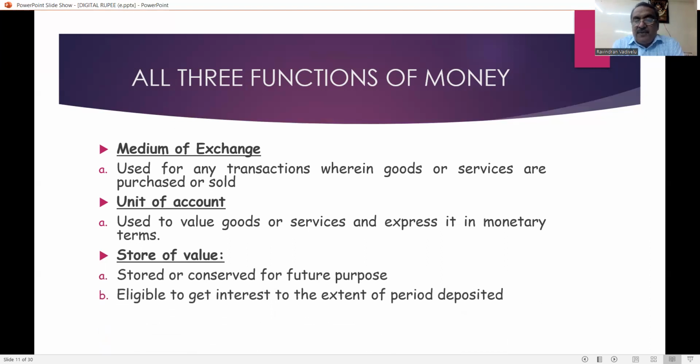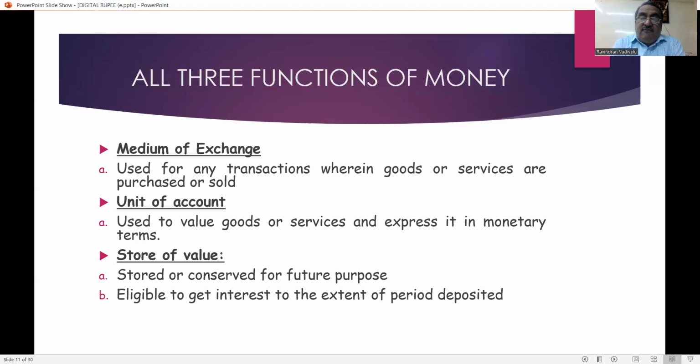Suppose you can reserve the same thing in a bank, or now it is a digital wallet, for any future purpose. I can withdraw the same whenever I require. And it is eligible to get interest to the extent of the period of deposit. In case of a bank, if you deposit say 10 lakhs for 1 year, you'll be getting interest also. It is available for the physical currency.